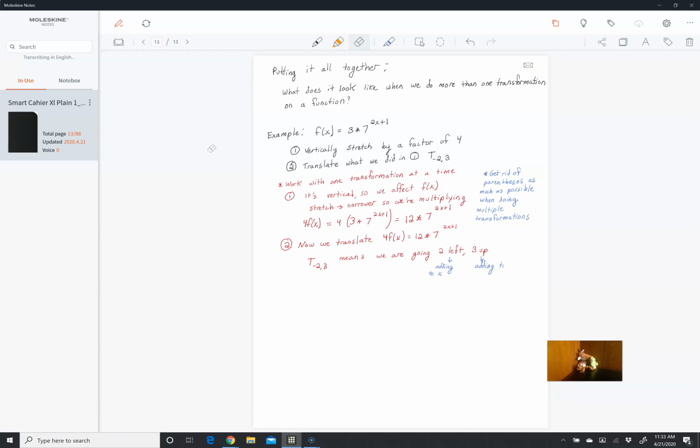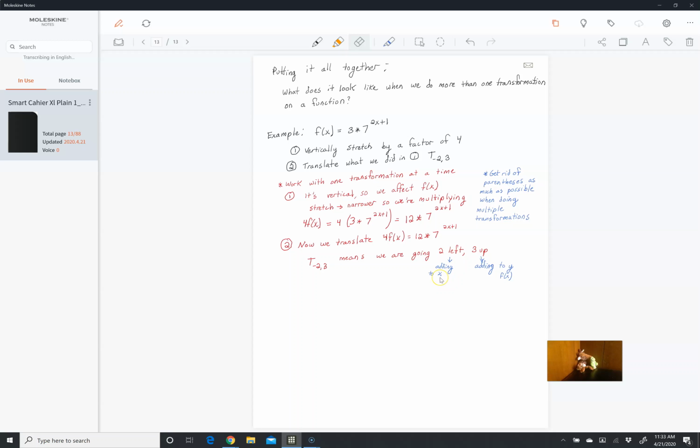So notice how we're approaching this. The way that we approach this is we say, are we affecting the x or the y, right? So here we affect f of x. When we say adding to y, we're saying adding to f of x. And then we're saying, okay, well now what operation are we doing? So that was the second thing. We said, okay, we're multiplying. We did the same thing here. We said, okay, we're going 2 left. Left means that we're adding.